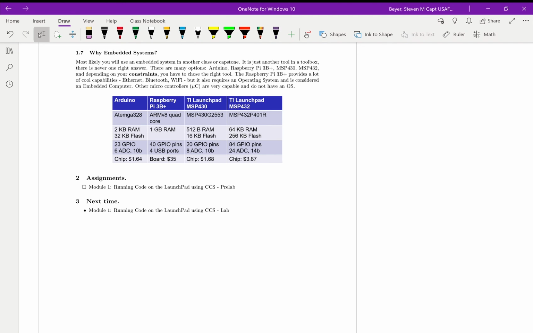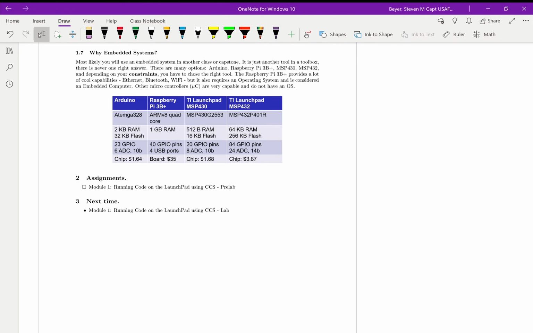All right, and the last little thing is, why do we use embedded systems? And I have here a table with 4 different kinds of computer systems. So an Arduino, which is your really basic kind of microcontroller. Raspberry Pi 3B Plus, which is kind of getting bigger to your microcomputer. And then our MSP430, which was the microprocessor we used prior to 2 years ago. And then now what we're using, which is the MSP432.